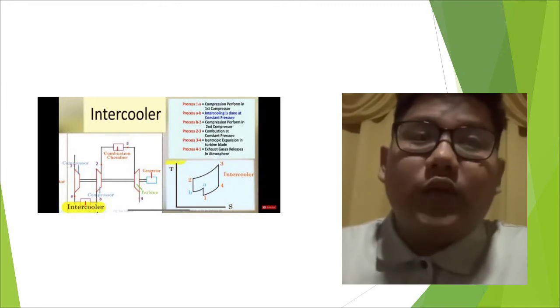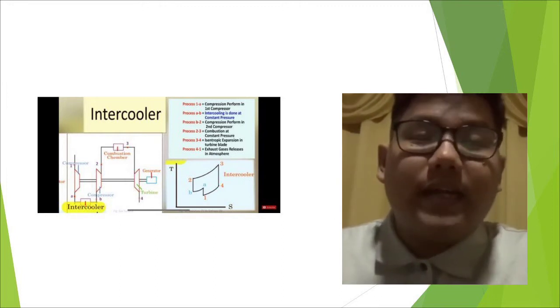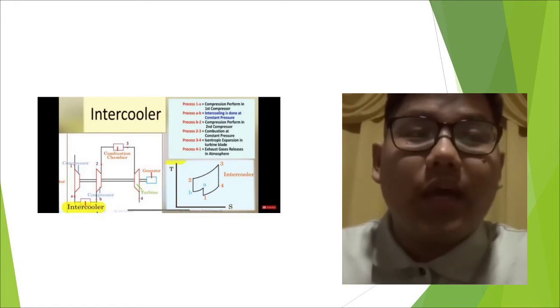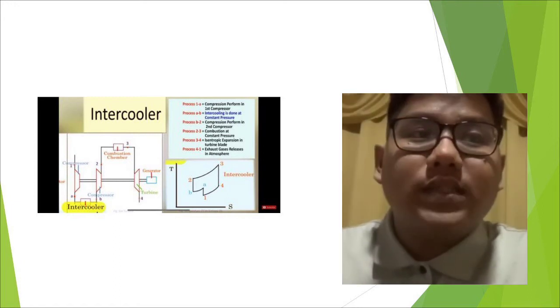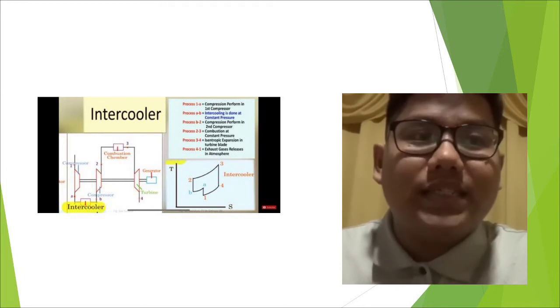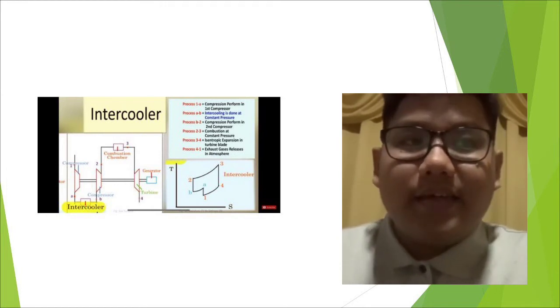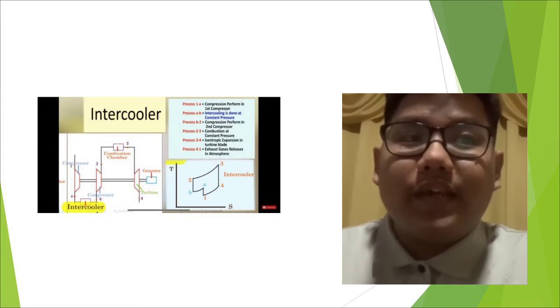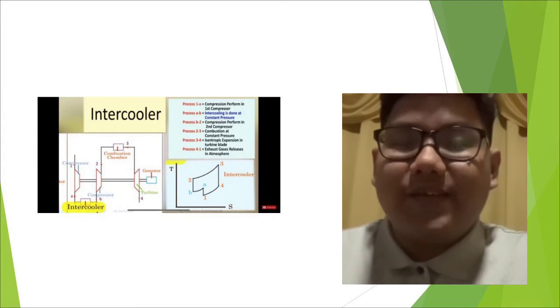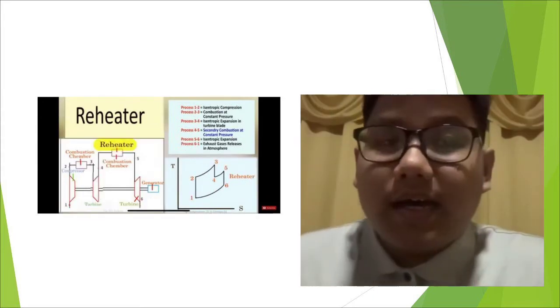Next, intercooler. For the intercooler, this is the diagram. An intercooler is a mechanical device used to cool the incoming air on an engine fitted with forced induction, either a turbocharger or supercharger system. The intercooler's job is to cool the air after it has been compressed by a turbo or supercharger. The last one is the reheater.